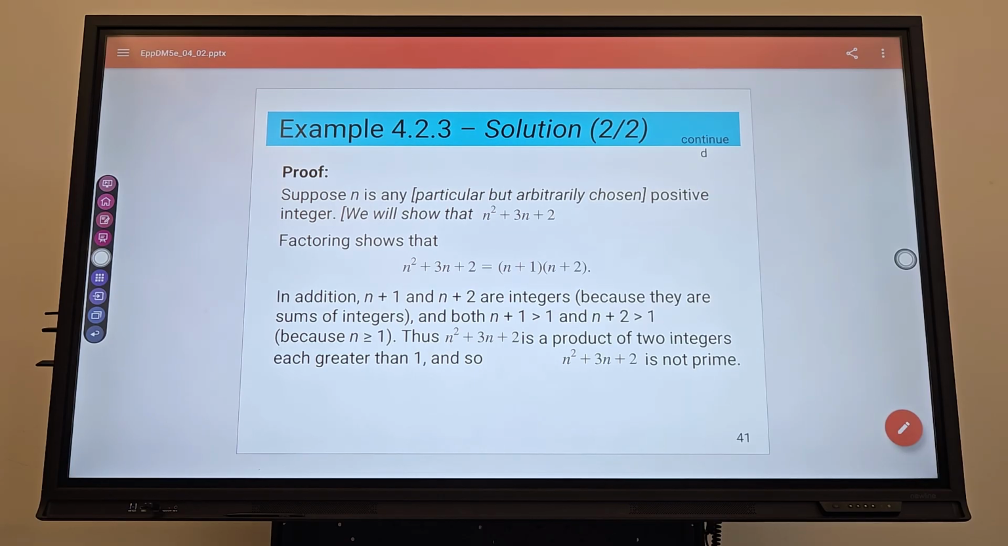Factoring shows n squared plus 3n plus 2 equals n plus 1 times n plus 2. In addition, n plus 1 and n plus 2 are integers because they are a sum of integers, and both n plus 1 and n plus 2 are greater than 1 because n is greater than or equal to 1. Thus, n squared plus 3n plus 2 is a product of two integers, each greater than 1. So, n squared plus 3n plus 2 is not prime.